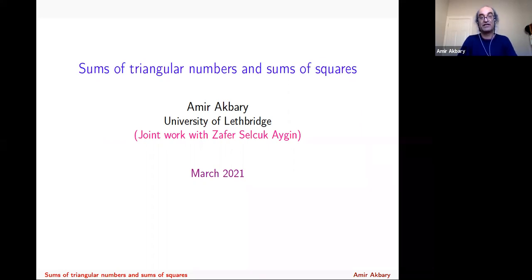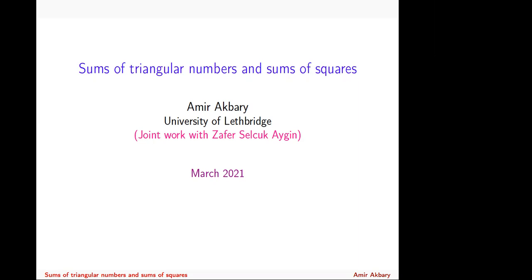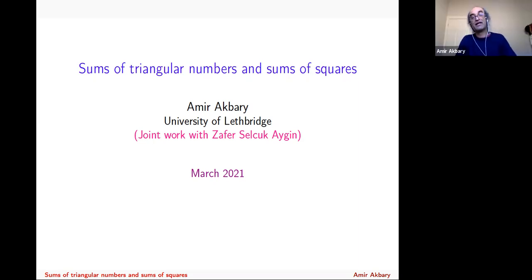I'm going to talk about my joint work with Seljuk Aygin. He's a PIMS postdoc at the University of Calgary, working with Juan Nguyen. Seljuk was a PIMS postdoc at the University of Lethbridge last year, and we started working on this project together. So the title of the project is Sums of Triangular Numbers and Sums of Squares.